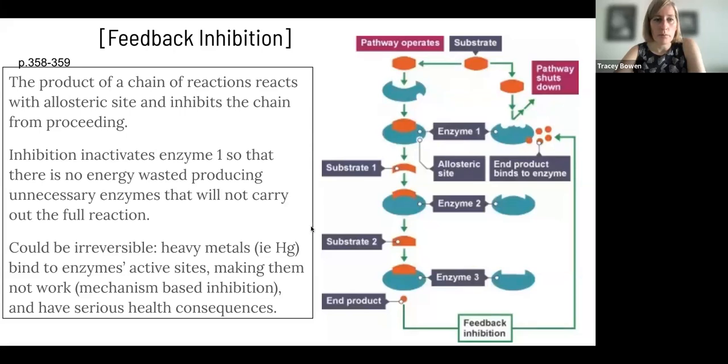Certain heavy metals, for example, may irreversibly attach to an enzyme. An example would be mercury. It's going to bind and make the enzymes not work. This is mechanism-based inhibition, and it can have very serious health consequences, which is why we don't expose ourselves to mercury.